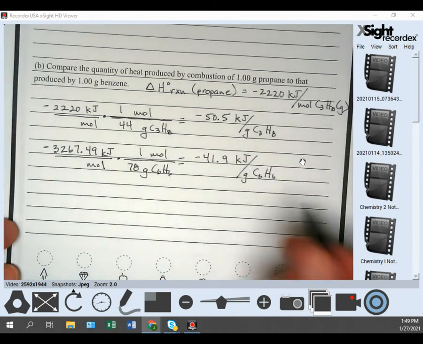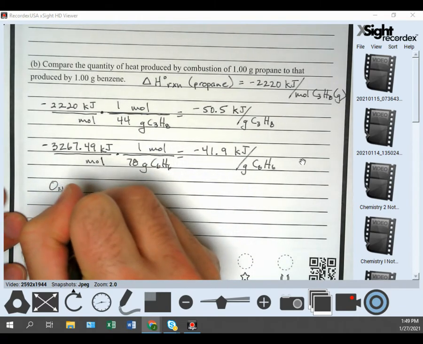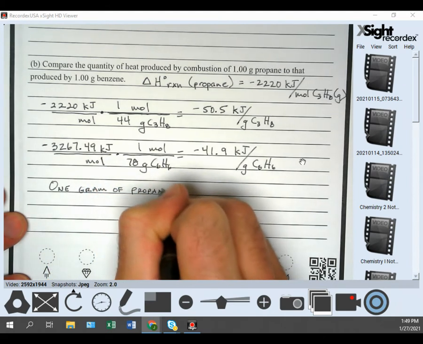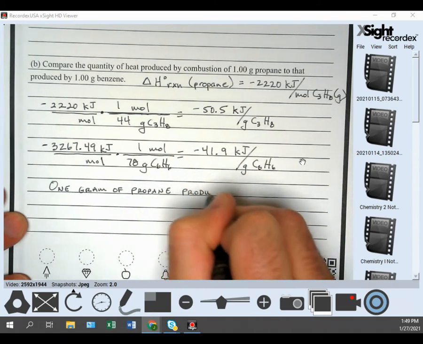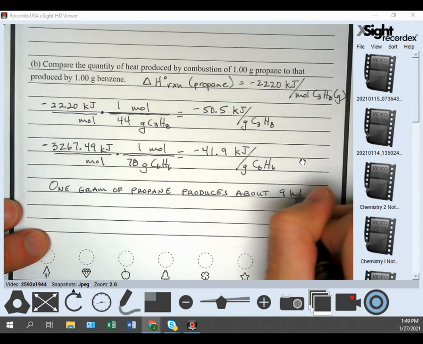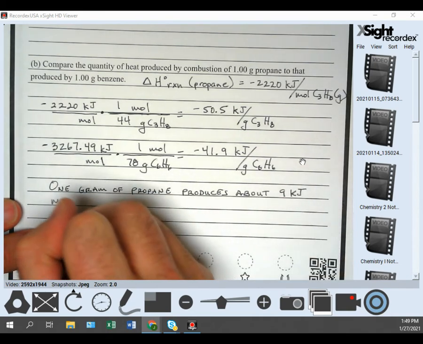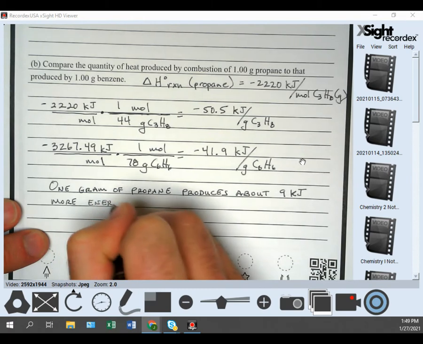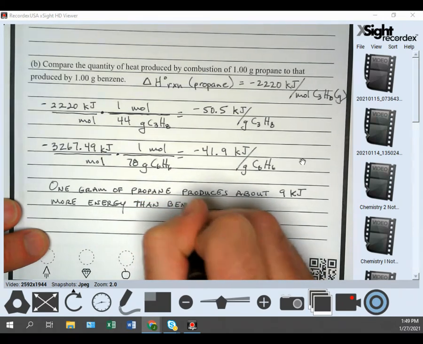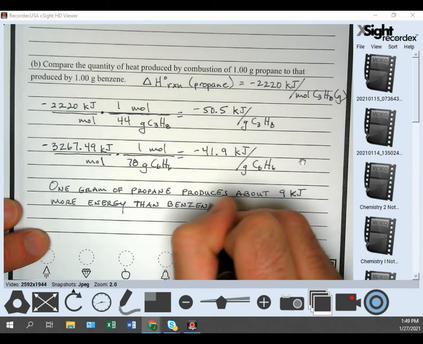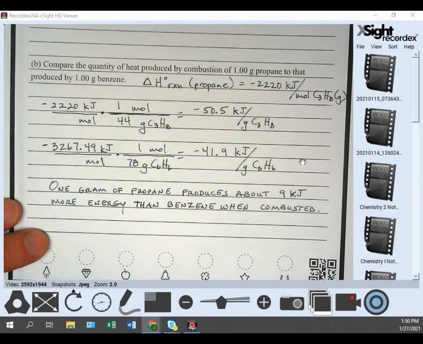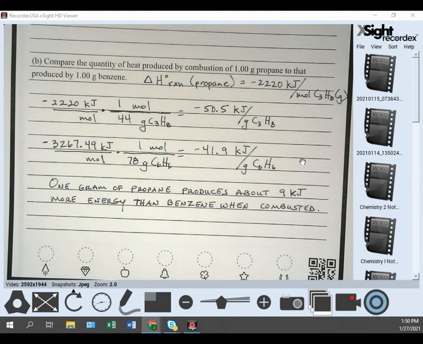So if you're comparing them, you could say something like, 1 gram of propane produces about 9 kilojoules more energy than benzene when combusted. Okay. Make sense? Questions on that?